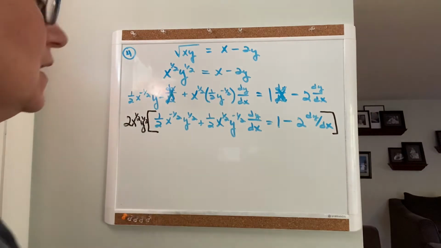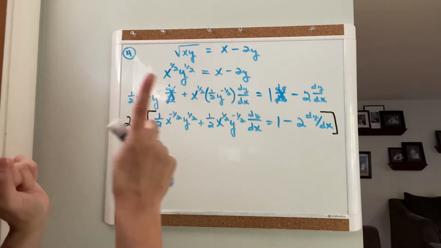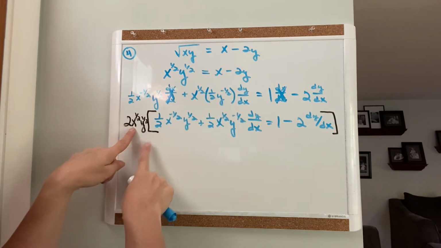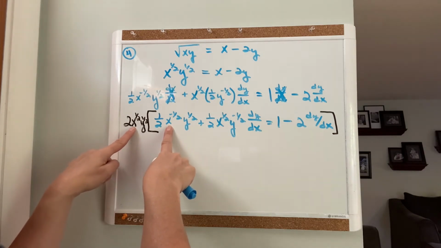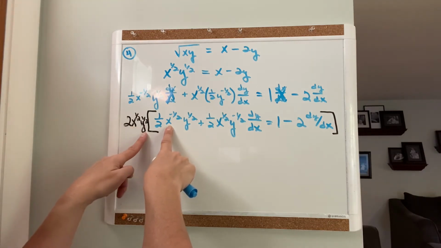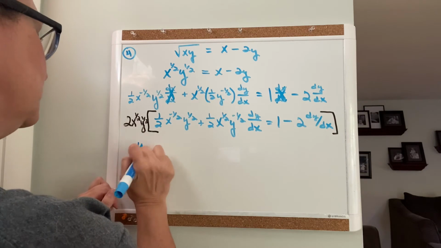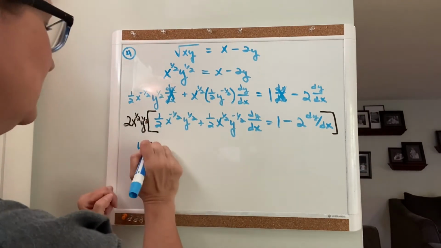Okay. So let's look at these two. I'm going to multiply 2 times 1/2 and I get 1. I'm not even going to write the 1, but 2 times 1/2 is 1. x to the 1/2 times x to the negative 1/2 would give me x to the 0. And you guys know anything to the 0 power is 1. And then y to the 1/2 times y to the 1/2, if you add the exponents, 1/2 plus 1/2 is 1. We get y to the first. There's our first term. Bring down the plus sign.